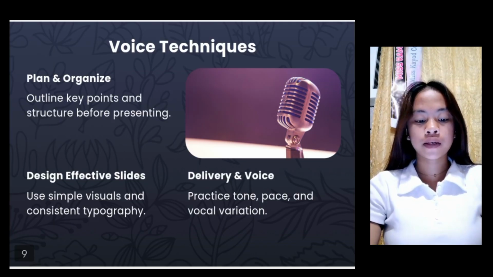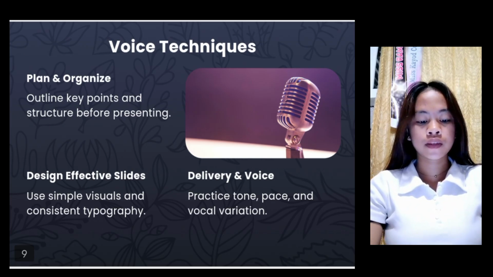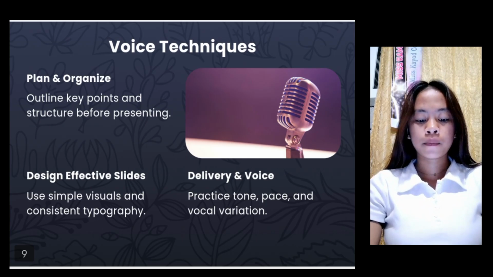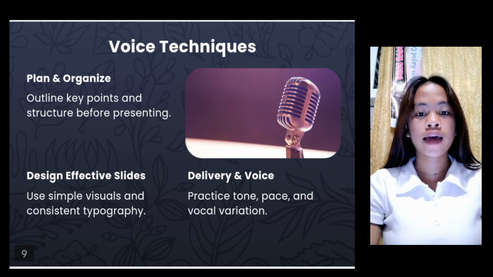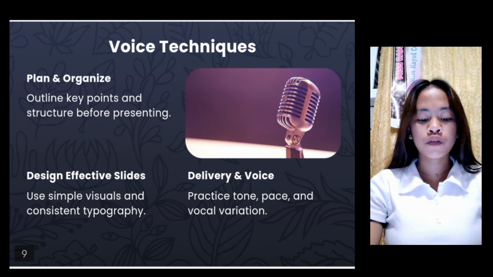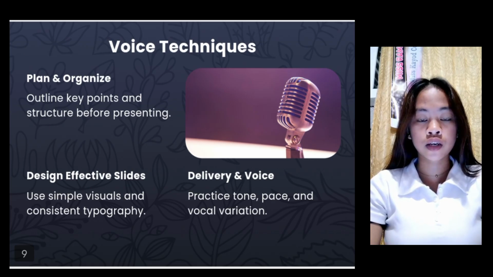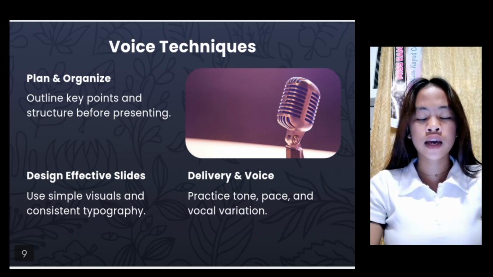The next topic is voice techniques. First is plan and organize. Planning and organizing your speech means preparing your key points before presenting so you will not forget important information. Example: before presenting, list your main points. First is topic introduction, purpose of the study, data results, and conclusion.